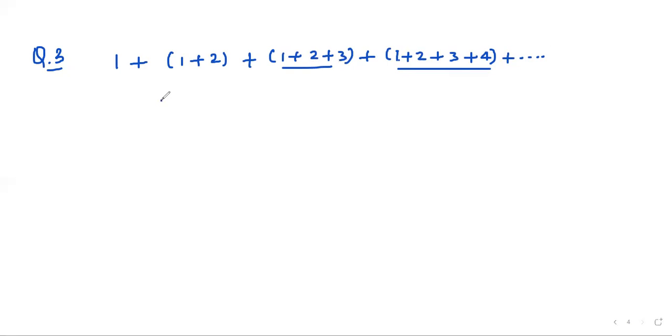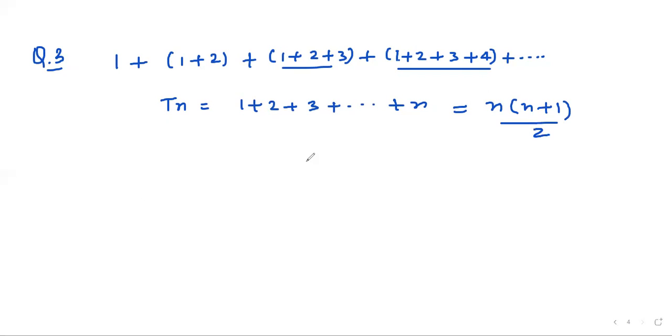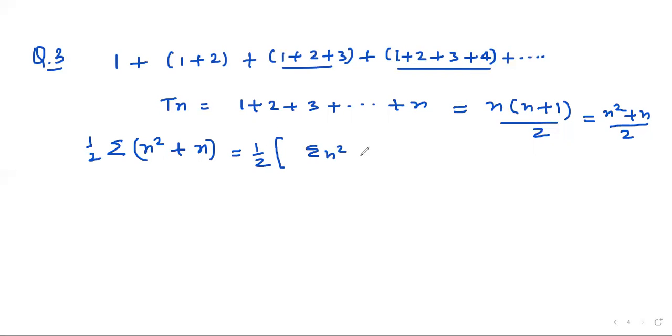It means the general term Tn can be written as 1 plus 2 plus 3 plus dot dot dot till n. And we know that the sum of natural numbers is given by n into n plus 1 divided by 2, which is equal to n square plus n divided by 2. Now we have to find the sum, so we write the sum. 1 by 2 we can write outside, and then n square plus n, which will be 1 by 2 sigma n square plus sigma n.